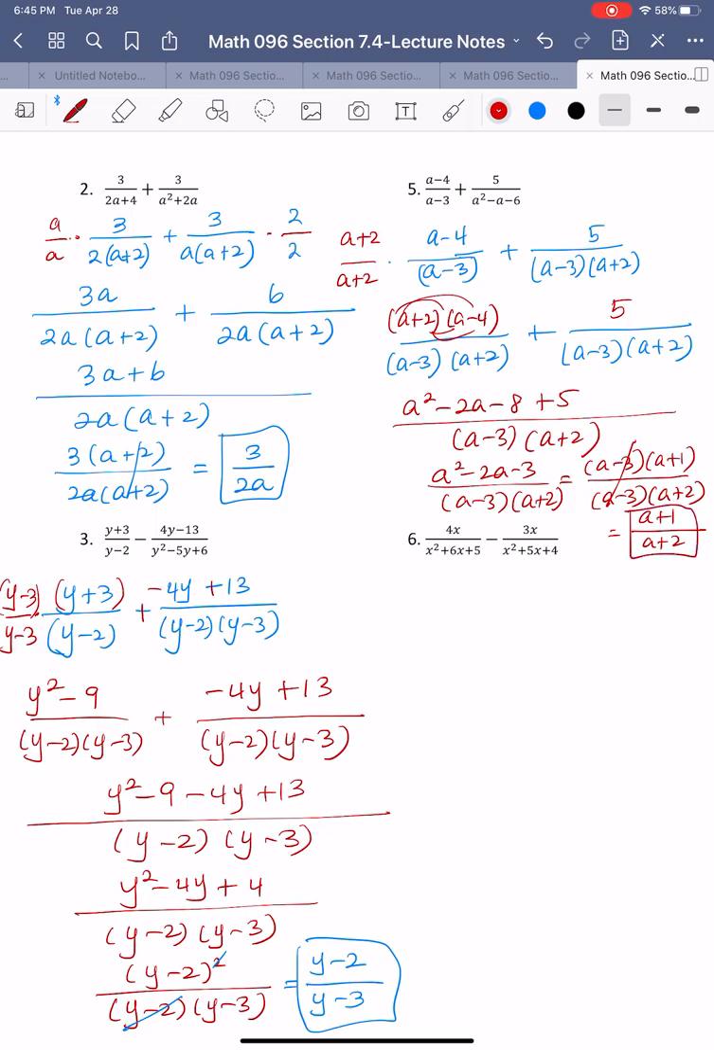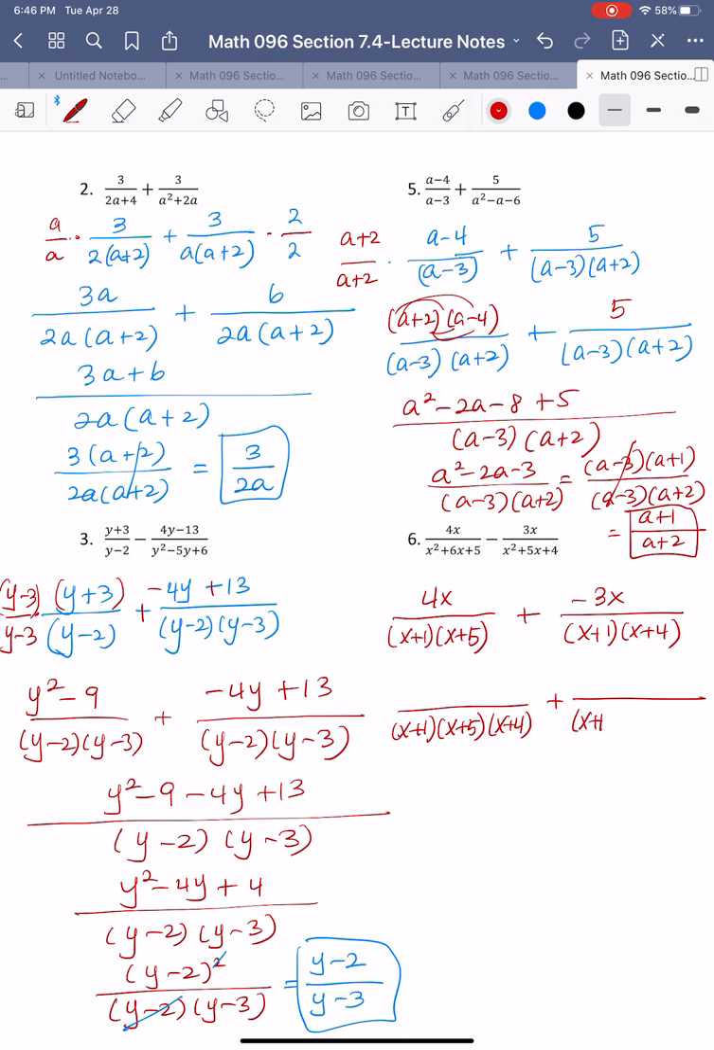So that's the final. All right, number 6. Now factor the denominator, which is x plus 1 times x plus 5, with a 4x on the top and 3x, which you can change to an addition problem. And then it's going to be x plus 1 times x plus 4. So finding the LCD is x plus 1 times x plus 5 and x plus 4. You just need to multiply 4x by the missing factor, which is x plus 4, and minus 3x, whose missing factor is going to be x plus 5.